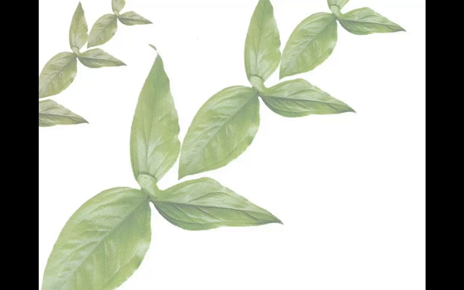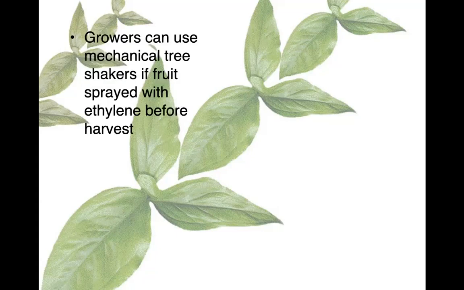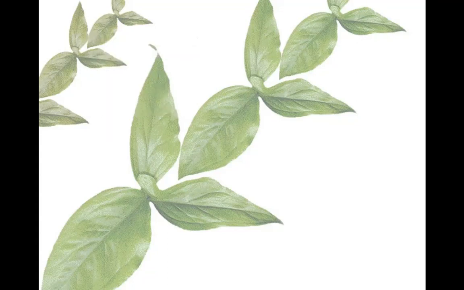Anyway, we can use things like ethylene and apply that to nut trees when we want to have them loosened up. So then all we have to do is shake the tree and all the nuts fall out. It makes it much easier than climbing up in that tree or on a ladder and having to pick all the nuts by hand.